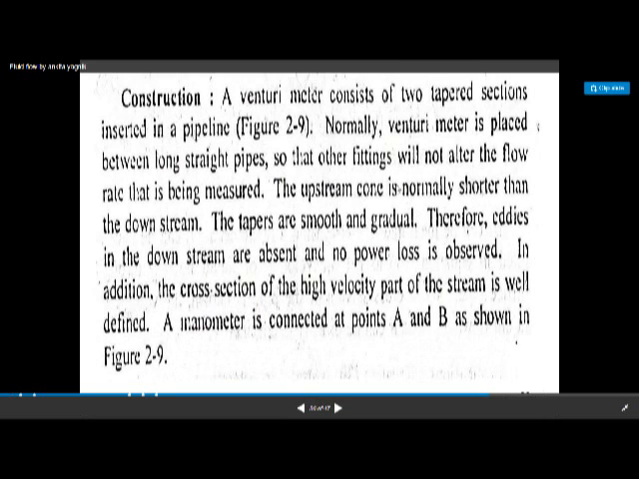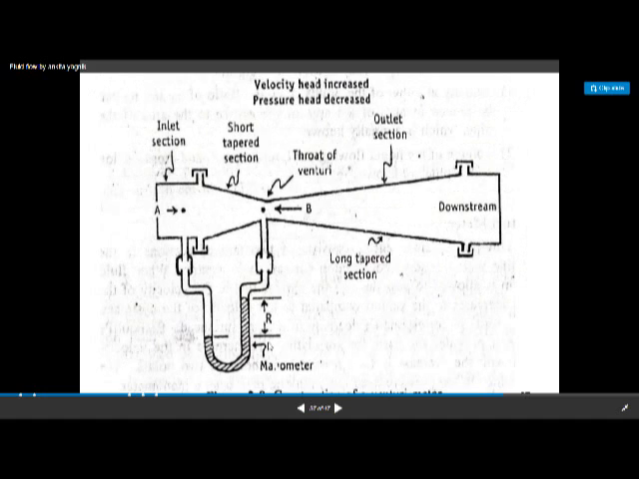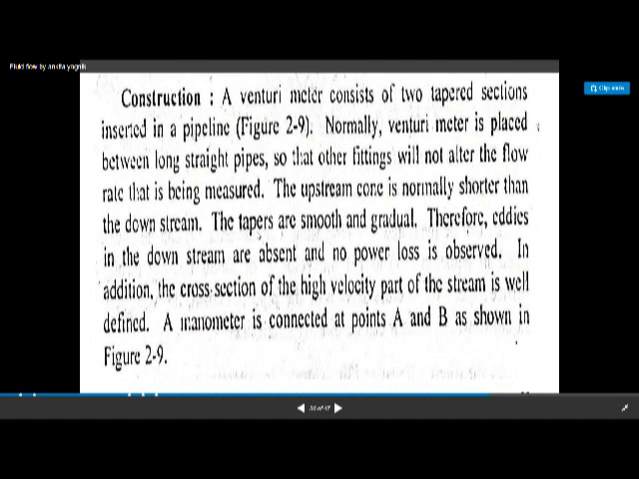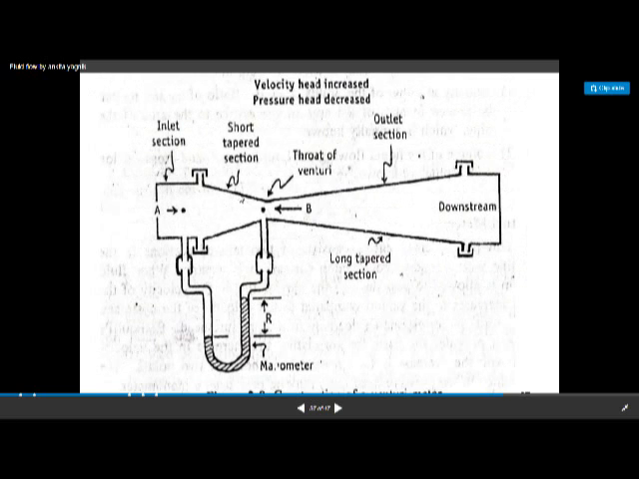So it consists of a pipe. The Venturi meter is placed between long straight pipes, so other fittings will not alter the flow rate being measured. The upstream cone is normally shorter than the downstream. यहाँ पे तुमने देखा होगा कि ये छोटा है compared to the downstream, right? So the tapers are smooth and gradual. You can see here, ये जो tapering है ये smooth है और gradual है. धीरे धीरे ये कंस्ट्रिक्ट होते जा रहा है और धीरे धीरे ये एक्सपांड होते जा रहा है.